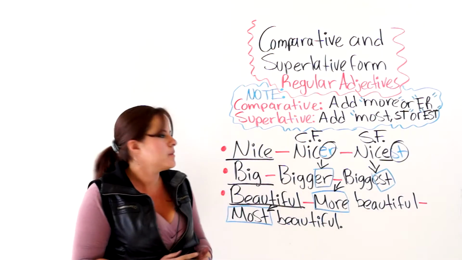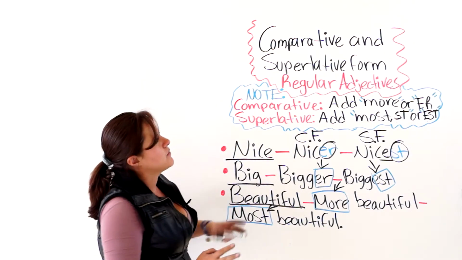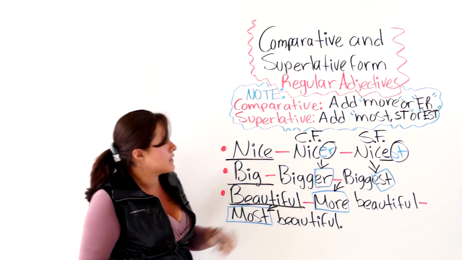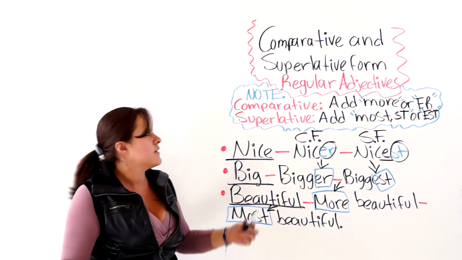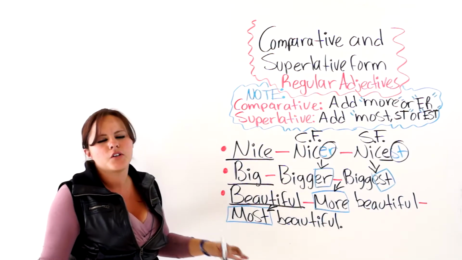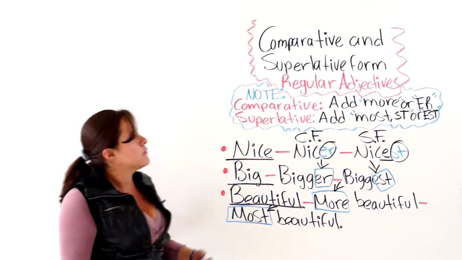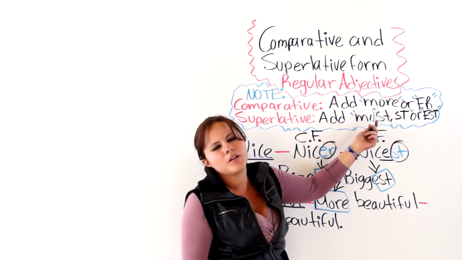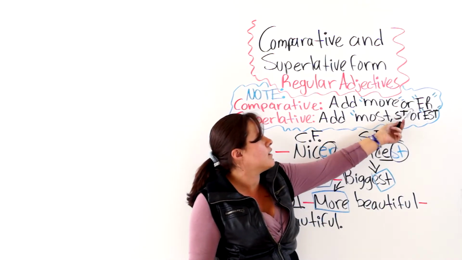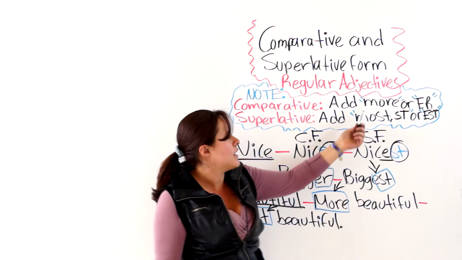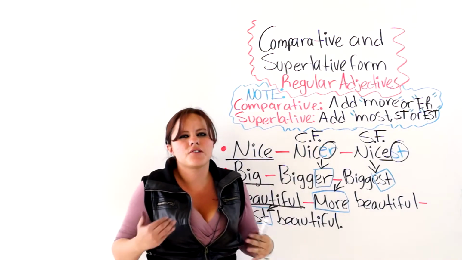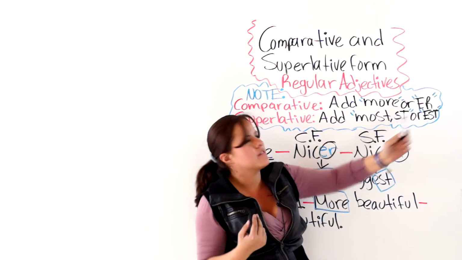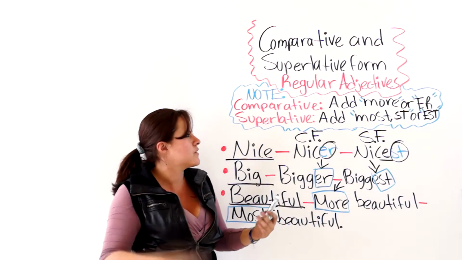In today's video I will be talking to you about how to make the comparative and superlative forms of regular adjectives. As you see here, I wrote a note for you. When you want to make the comparative form of a regular adjective, you must add more before the adjective or er at the end of the adjective. You add more before an adjective when the adjective has more than 2 syllables. And you add er at the end of the adjective when the adjective has 1 or 2 syllables.